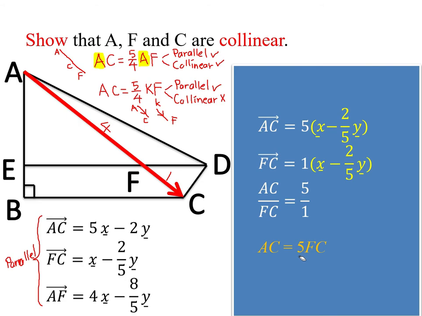Yes, they are parallel. Why? Because they have the ratio between them. Second, do they have the common point or not? Yes, they have the common point, which is C. So with that, we can also make the conclusion A, F, C are collinear. Even though the value of the lambda is different, even though you are referring to a different vector, as long as they fulfill these two conditions, parallel, the ratio exists, and they have the common point, then we can make the conclusion they are collinear.